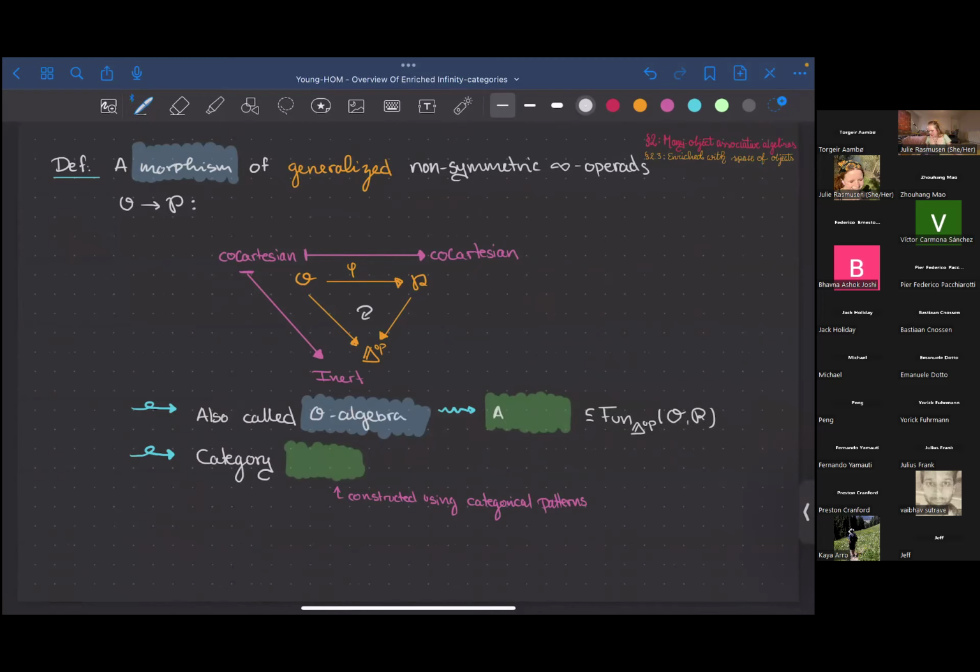And we can turn these into a category of O-algebras to P. And using categorical patterns, these can also be formed into one big category, denoted by OPNS,G for non-symmetric generalized infinity operads. So the story is very much the same.